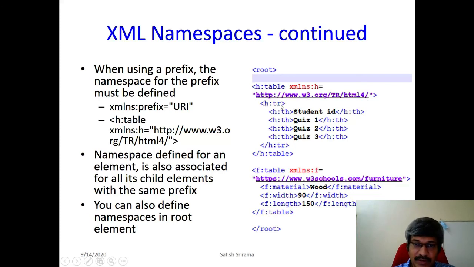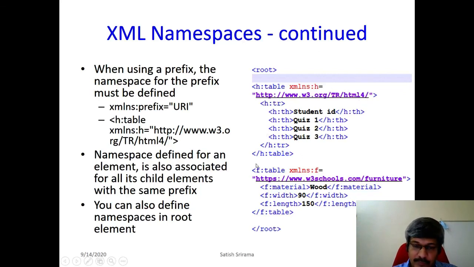Then of course all the other sub elements should also start with this prefix h: h colon tr, h colon th. Everywhere it comes like this, all of them will have this h colon. A namespace defined for an element is also associated with all its child elements with the same prefix. So for all of them, the namespace is still the same one.